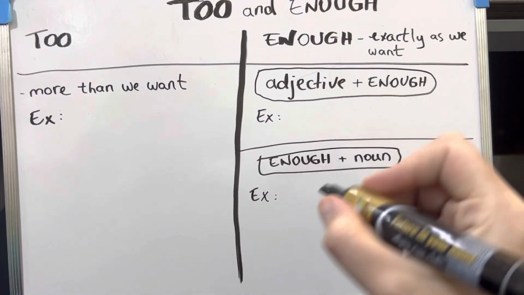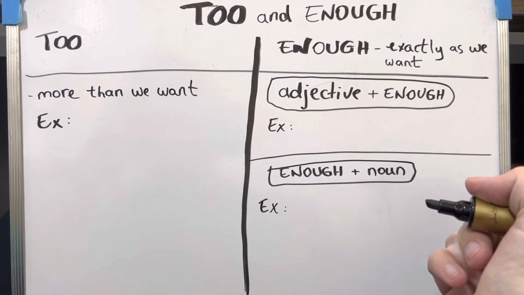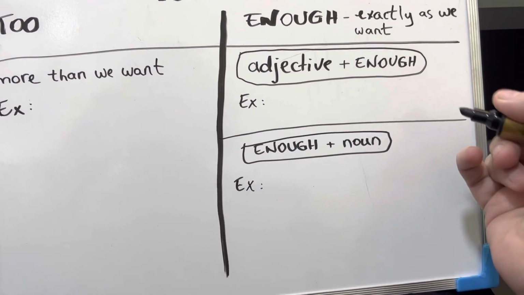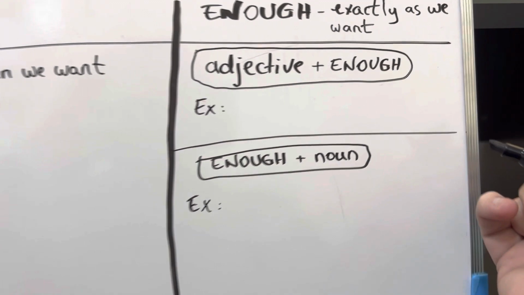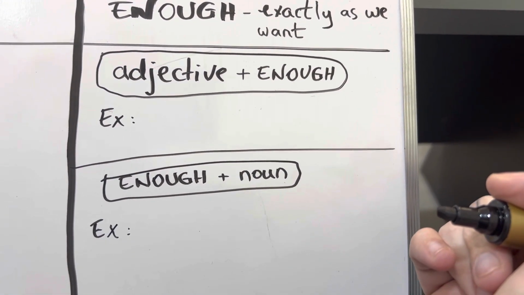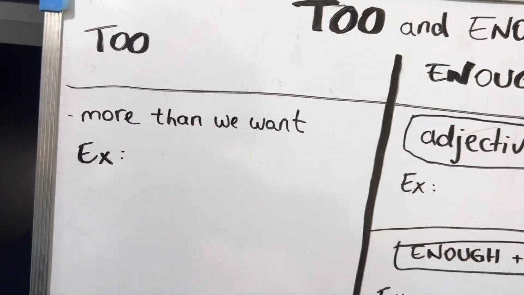Hello everyone, today we're going to talk about too and enough. These words, we use them with adjectives. We can use enough with adjectives or nouns. Let's start with too.